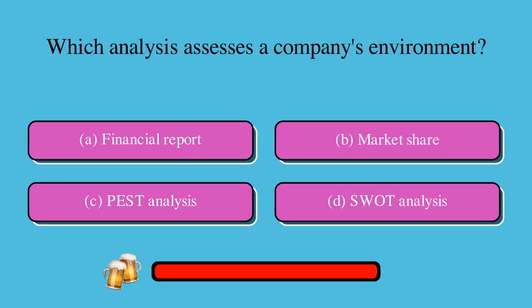Which analysis assesses a company's environment? Is it A, financial report, B, market share, C, PEST analysis, or D, SWOT analysis? The correct answer is D, SWOT analysis.